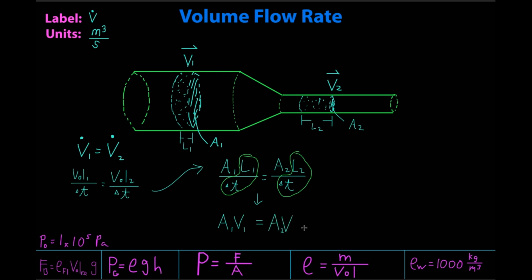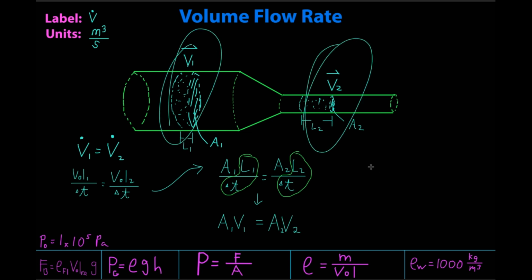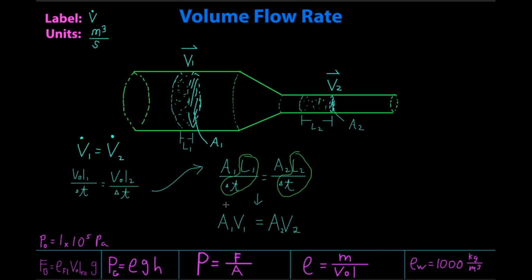So area 1 times velocity 1 equals area 2 times velocity 2. So in these sections, and again, these are constant velocities here, the larger cross-sectional area is going to have the smaller velocity, and the smaller cross-sectional area is going to have the larger velocity. In short, going from the thicker to thinner pipe, this fluid is going to speed up.